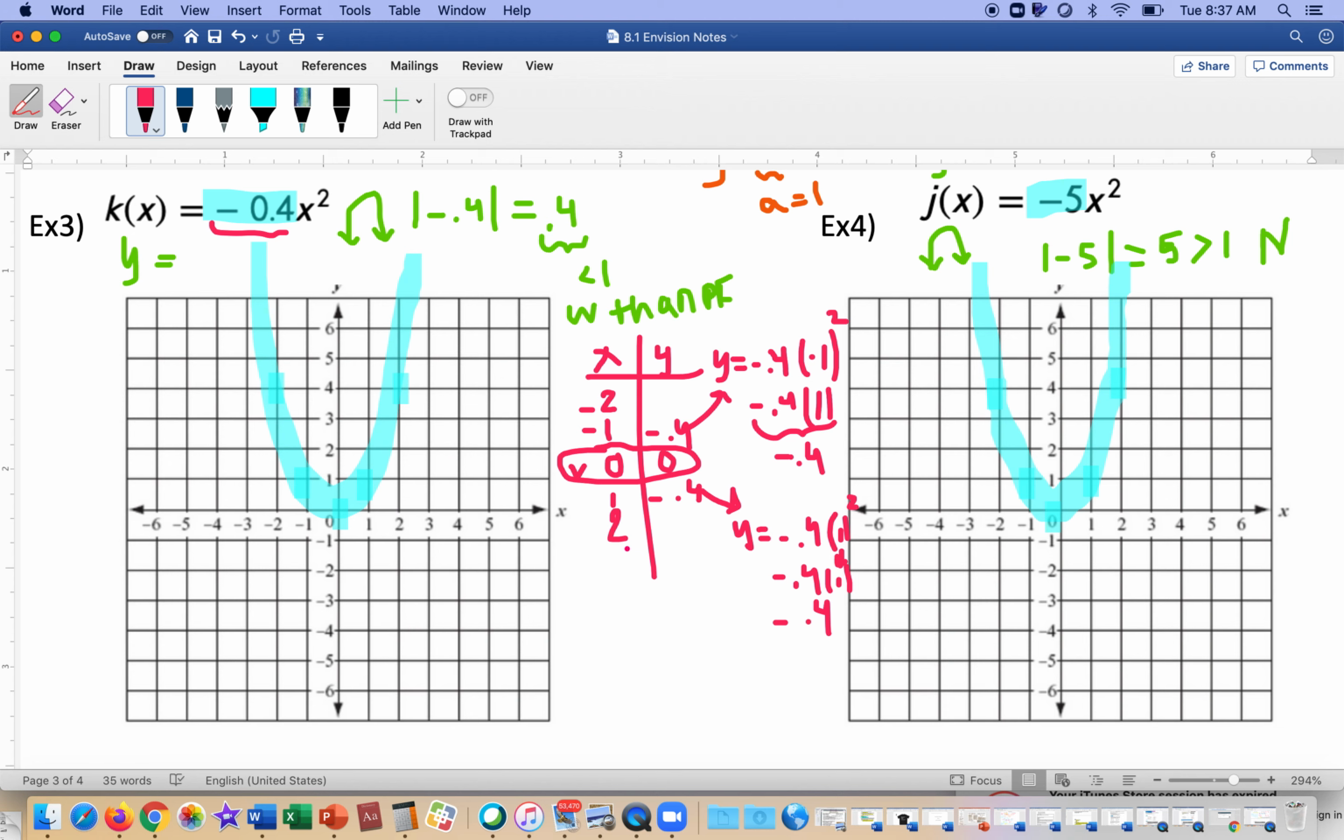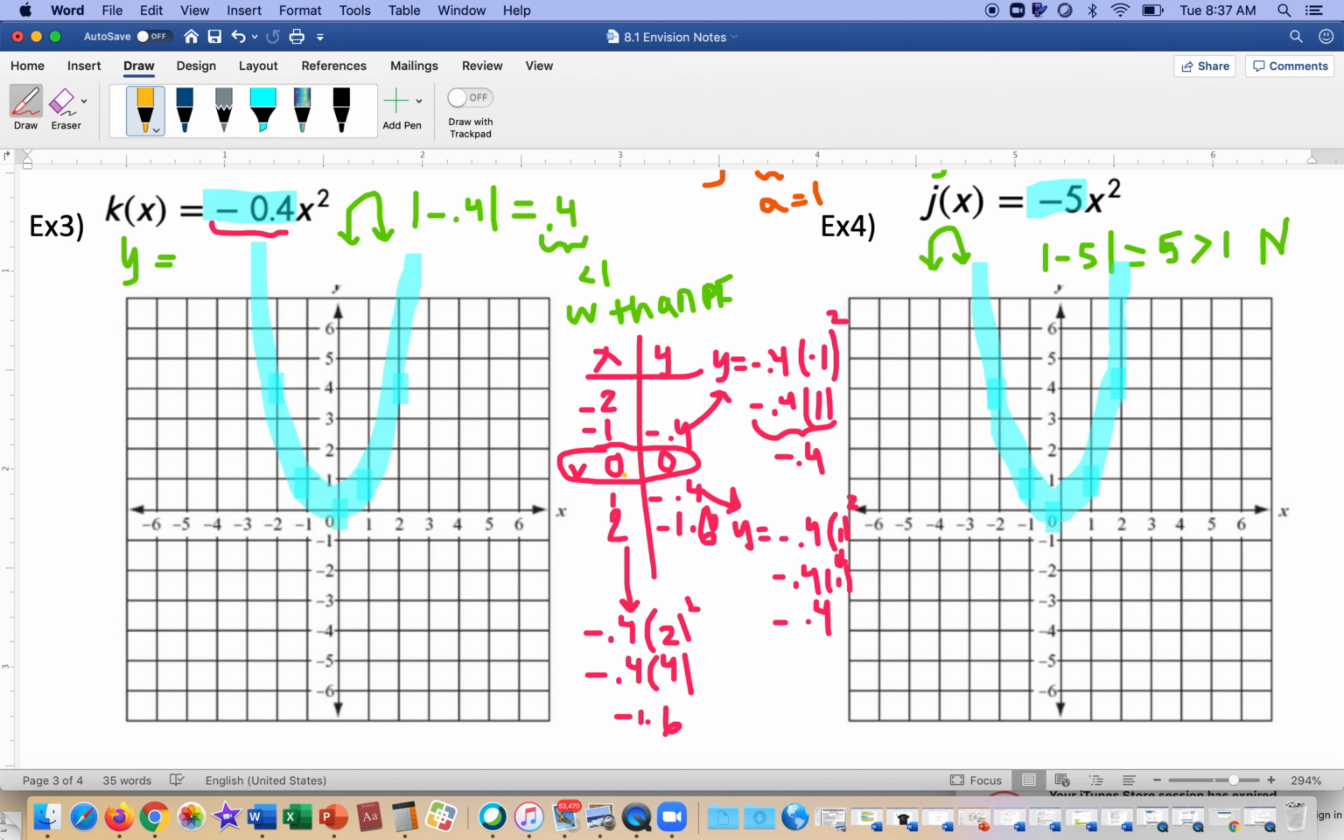Okay, so if we plug in 2, we're going to get 2 squared, which is 4, and 4 times negative 0.4 is going to get us negative 1.6. Now you can use your calculator if you would like. You should be able to do this all by hand, but you can check with your calculator by plugging the equation in and looking at the table.